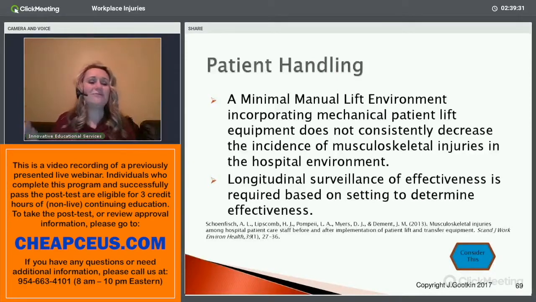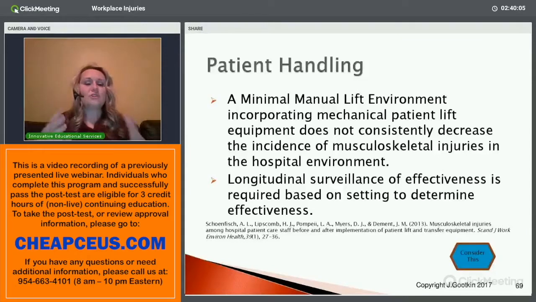The research, it really varies. And I know some of you may be saying, well, I read that it works. And yes, I've read those studies. I've also read the studies. There was one particular study, really long-term longitudinal study. They implemented a minimal manual lift environment, same program in their hospital that was a large hospital, and then in their small community hospital. They did the same thing. They found in the large hospital didn't decrease the risk of injury. In the small community hospital, yes, less injuries.